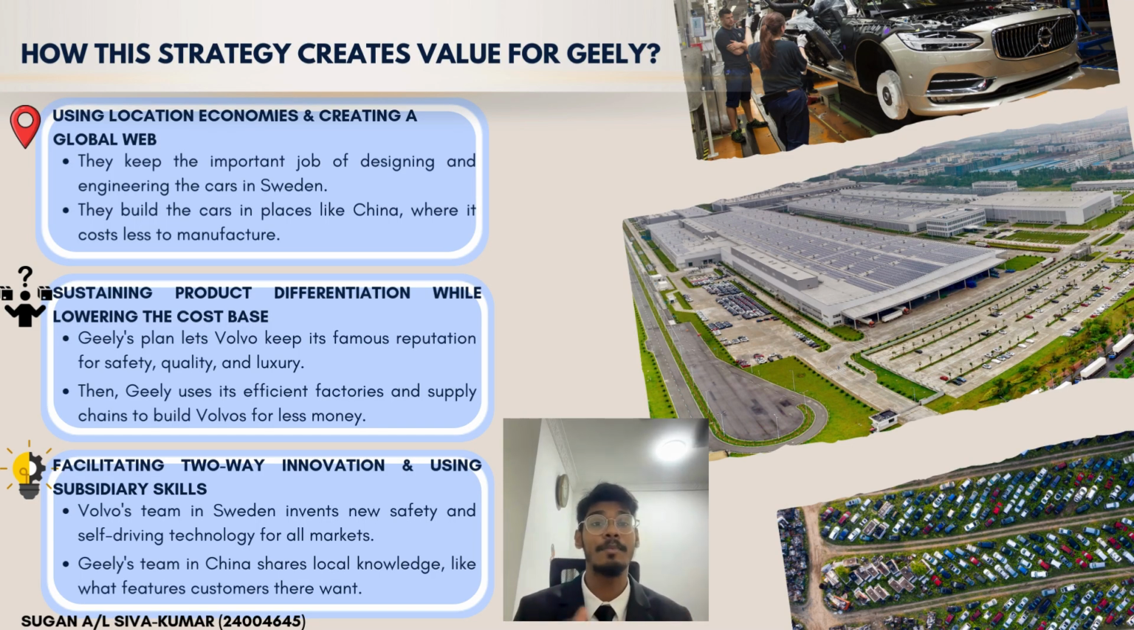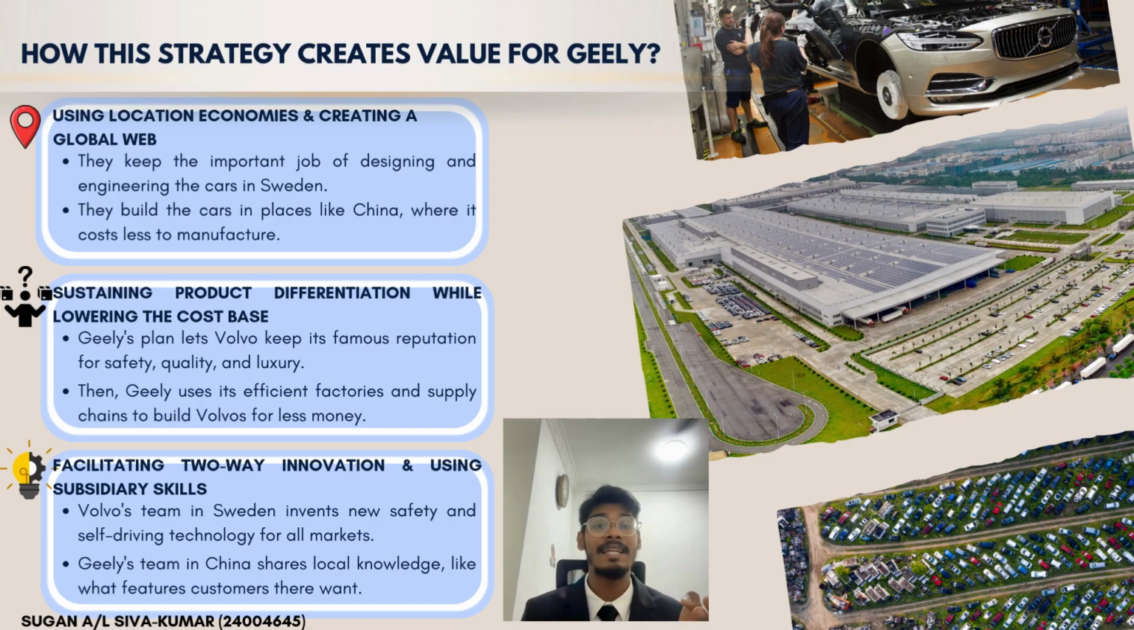The second one is sustaining product differentiation while lowering the cost base. Geely's plan lets Volvo keep its famous reputation for safety, quality, and luxury, so people are still willing to pay a good price for that. But behind the scenes, Geely uses its big efficient factories and supply chains to build Volvos for less money. So the bigger difference between the selling price and the lower cost means more profit on each car.